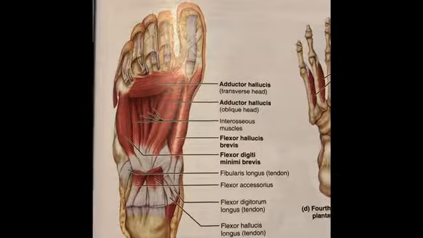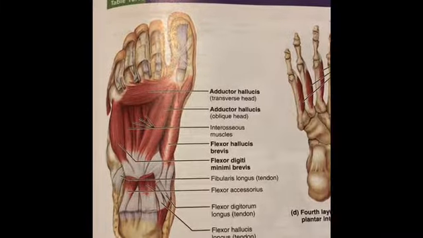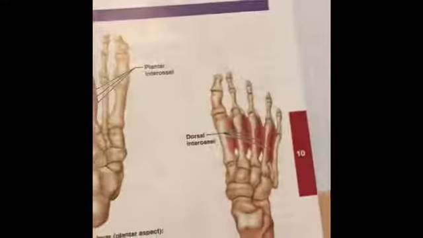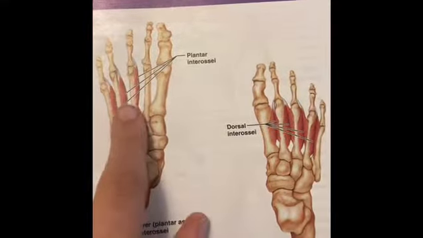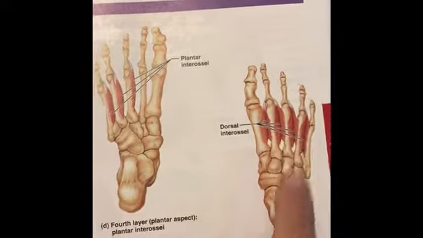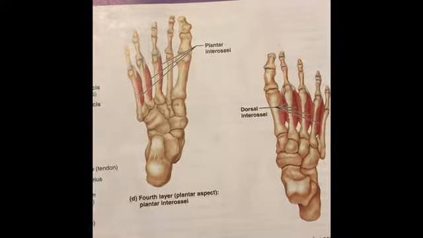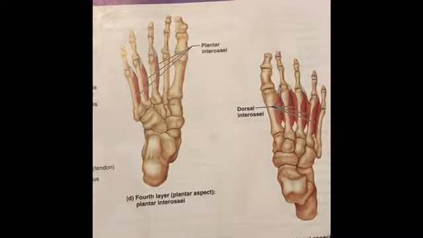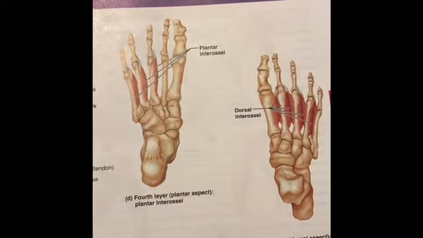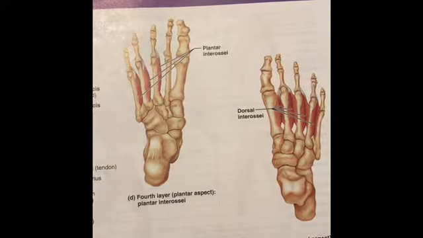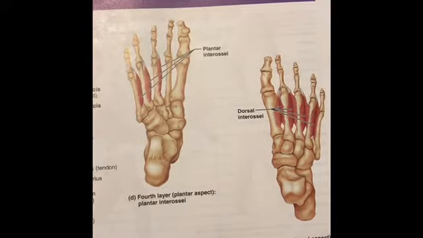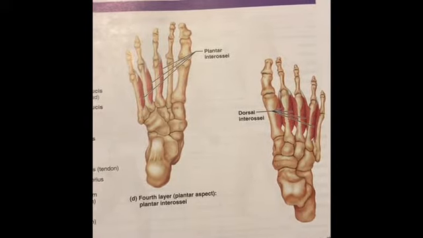Lastly, you have the plantar and dorsal interossei, which can be found over here. The plantar and then the dorsal. We'll talk about the palmar and dorsal interossei later on in the video, and they have similar origin, insertion, and action as those.